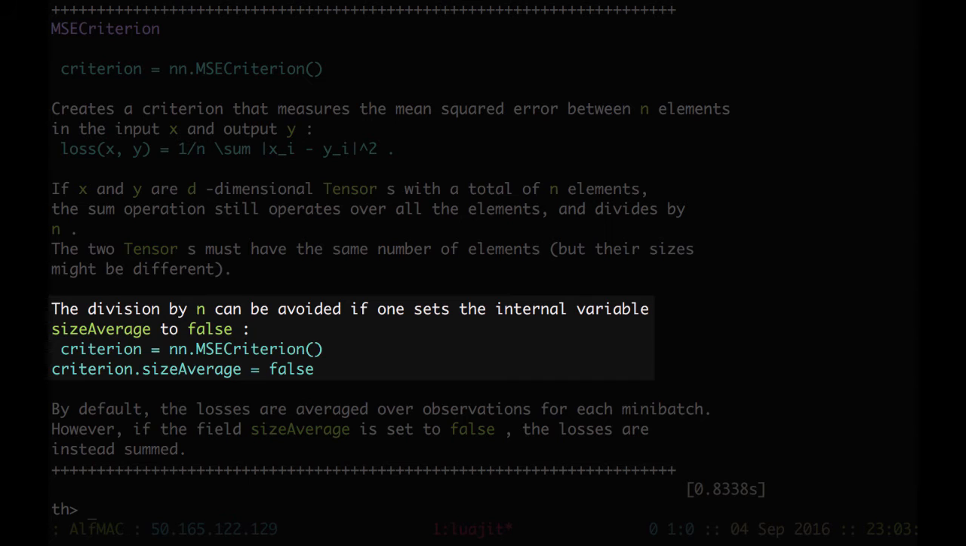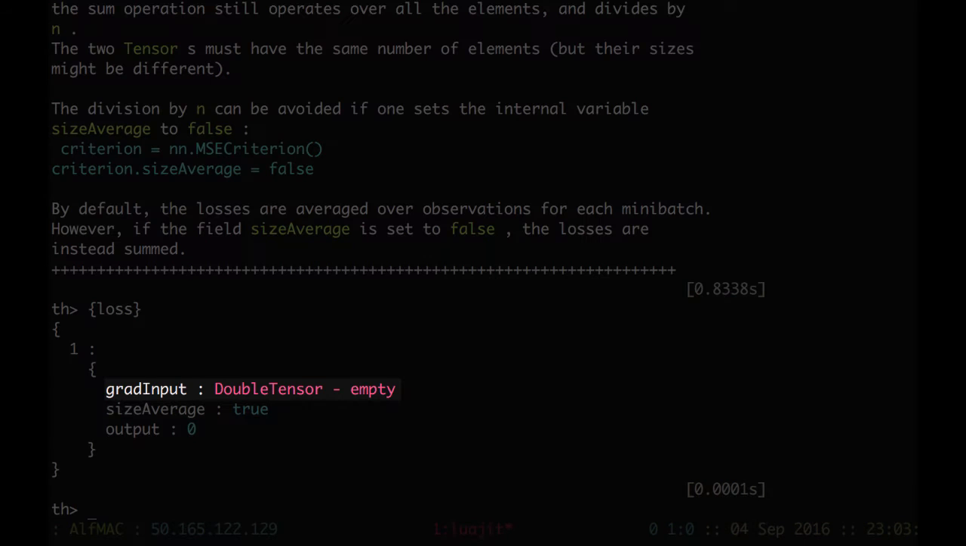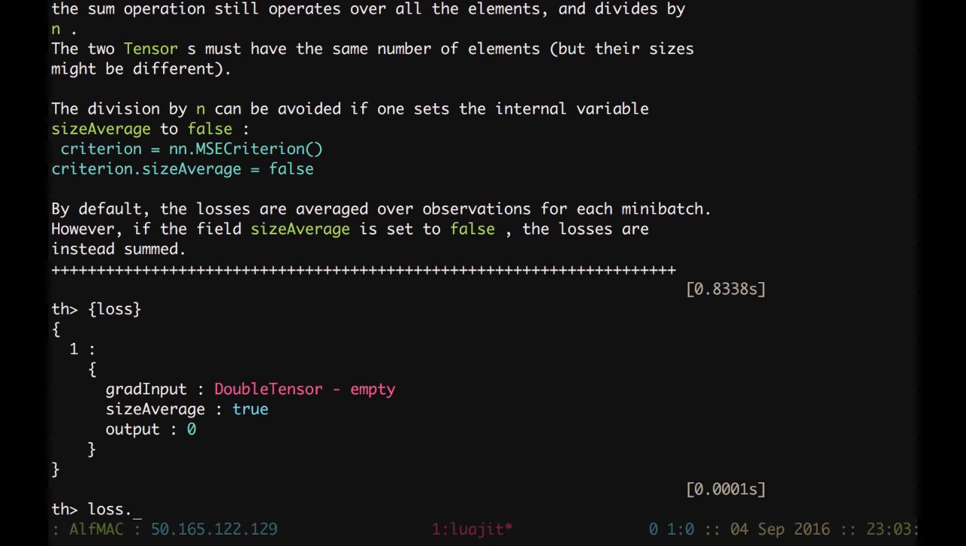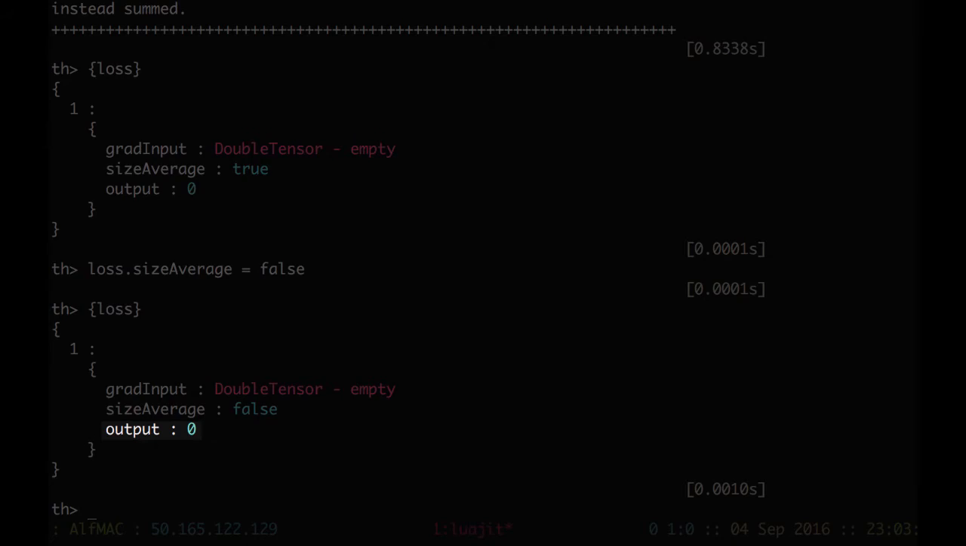That's what we are going to do, because in our previous lectures we haven't performed any size average. Let's print the content of loss. We see it contains a grad input, input gradient basically, a size average that is true by default, and the output that is zero to begin with. So we are going to say loss.sizeAverage is actually false, because we don't want that division. We can check if it worked. Yes, it did work.